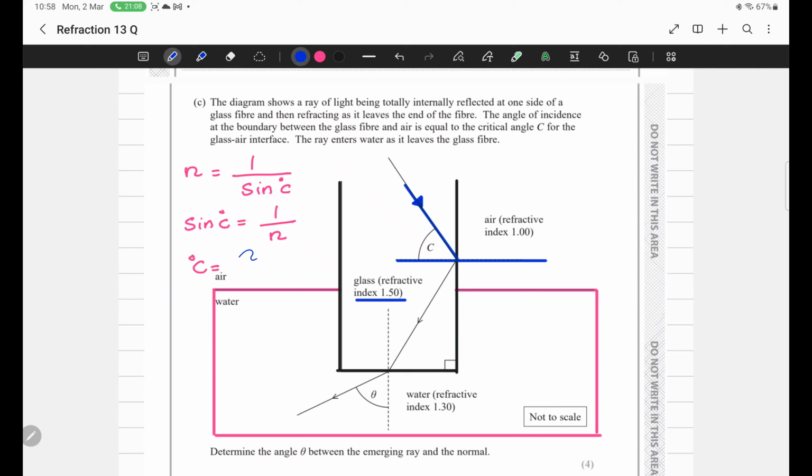Now we have to calculate the critical angle. Critical angle is equal to sine inverse of 1 upon N, and the value of N is 1.5. And Banin will help me to calculate the critical angle.